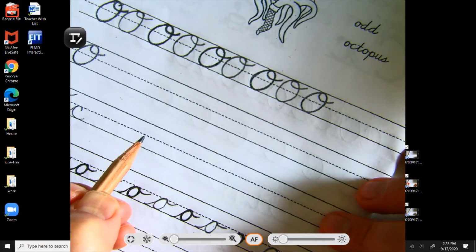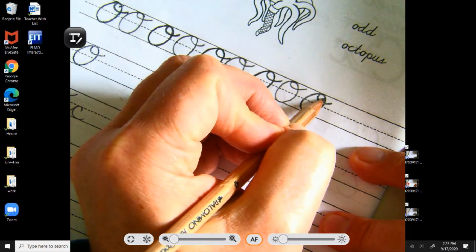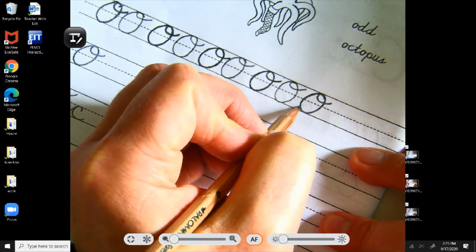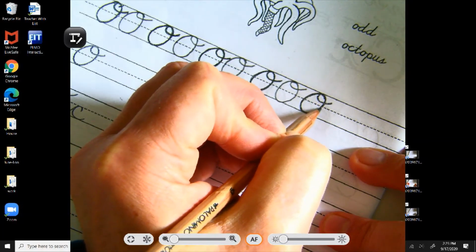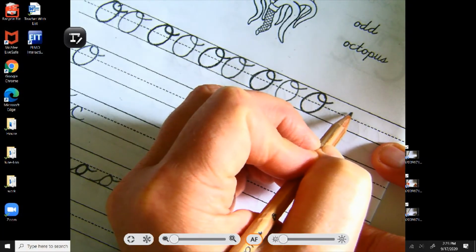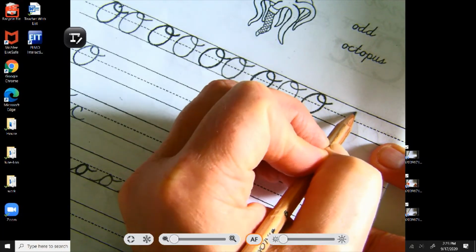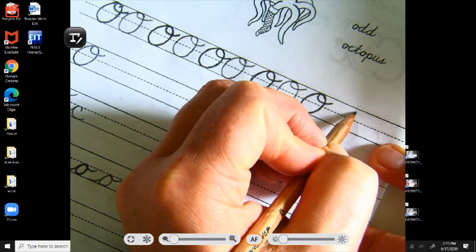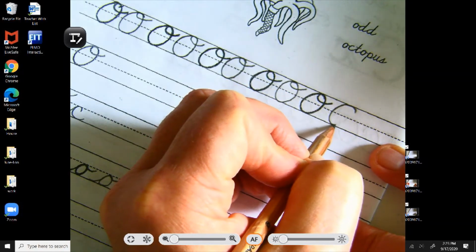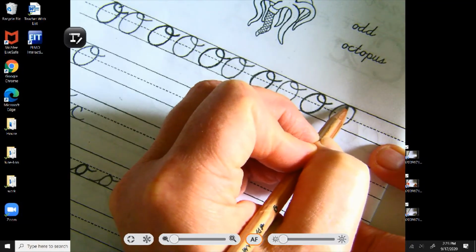One more pair to trace and try. You've got this, scholars. Starting just past the top line, curving around, baseline, closing the loop, wisp of hair. Okay, here we go. Tracing our last one on this line. Just past that top line, curving around to the baseline, closing the loop, wisp of hair.